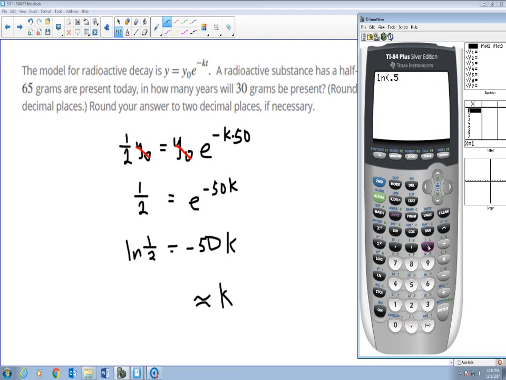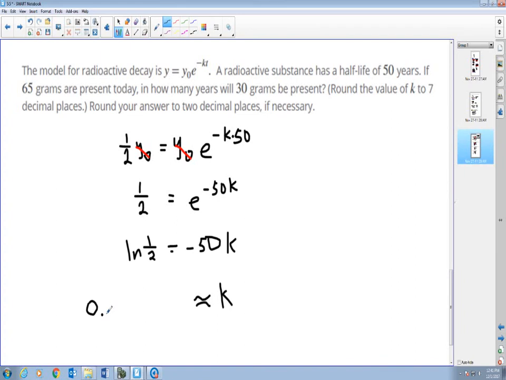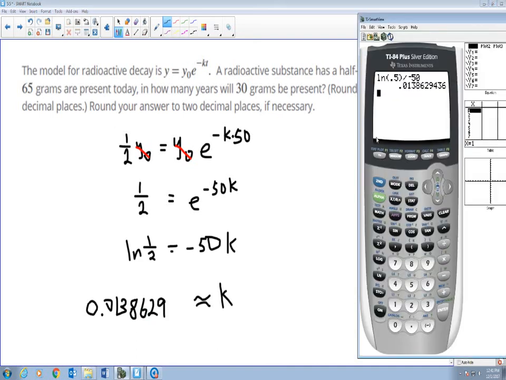Natural log of 0.5 divided by negative 50. Rounding to 7 decimal places, my k will be 0.0138629. 1, 2, 3, 4, 5, 6, 7. The 4 will make my 9 stay the same. So that's just the k.